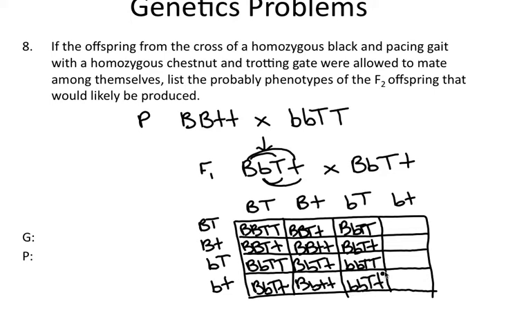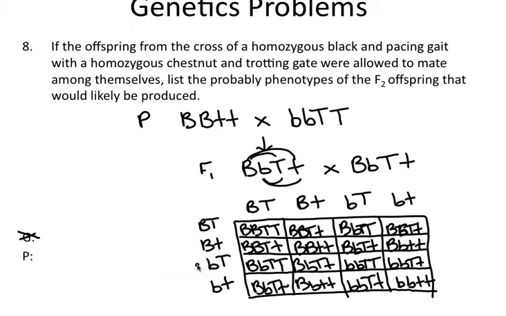I encourage you to pause the video at this point and try and fill this Punnett square. It's a little b, sorry. Fill this Punnett square in on your own. Okay, this question doesn't ask for the genotype, but it does ask for the phenotype of the F2. And in order to do that, we have to group some together.